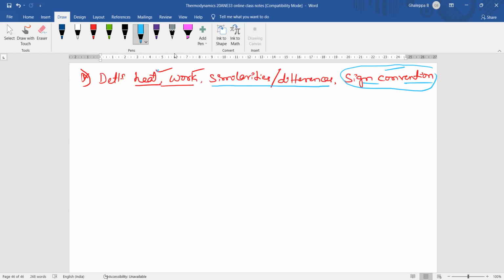First point, heat. Heat will be represented with the letter Q. And dear students, I will be explaining different similarities and definitions at a time. Heat is represented with Q, and the unit of heat is joule. Keep in mind, 1 joule is 1 Newton meter.